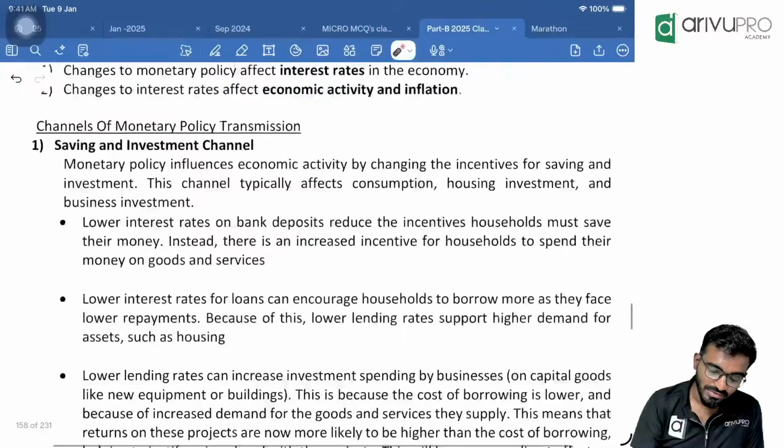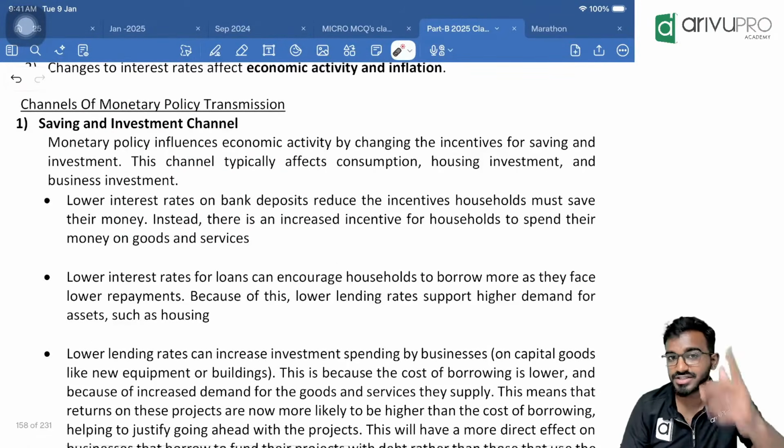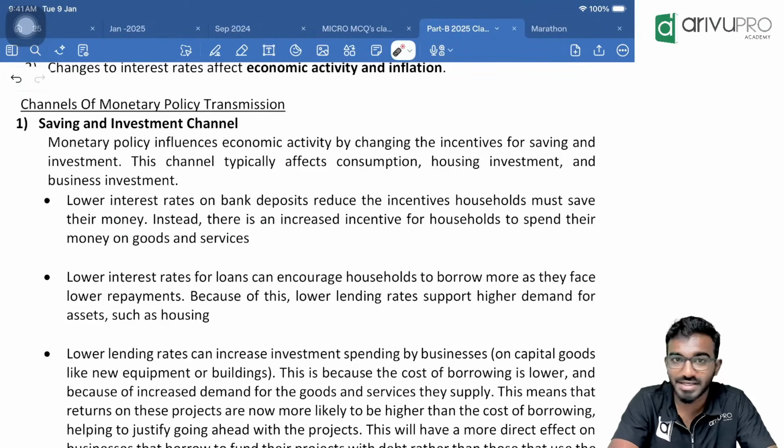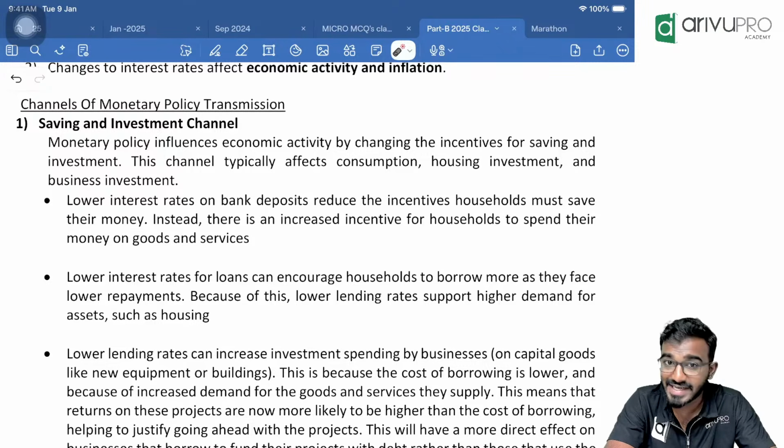See, you tell me, when will you save more money in bank, if interest rate is more or interest rate is less? Interest rate is more, you will keep money in bank. If interest rate is less, who will keep, sir? You will take out. Same way, if interest rate is less, will you borrow more money or will you save more money? We will borrow more money. We will not save more money.